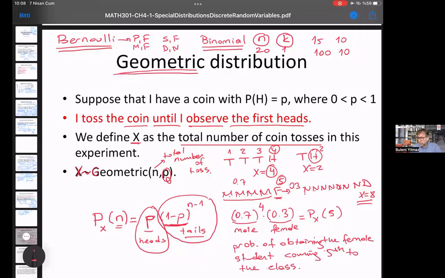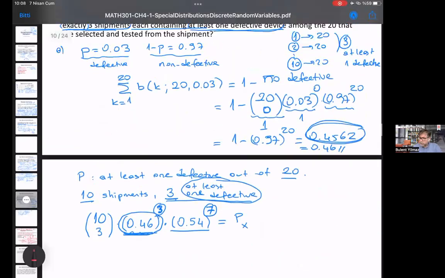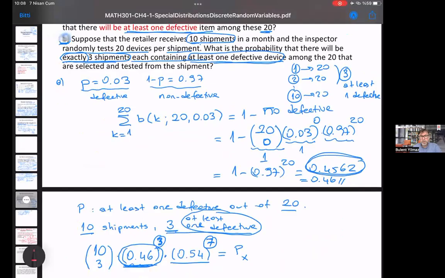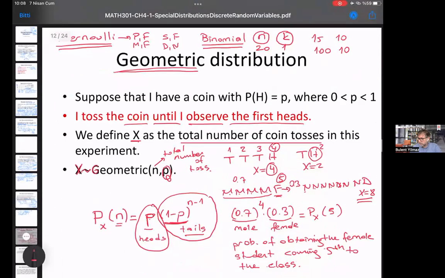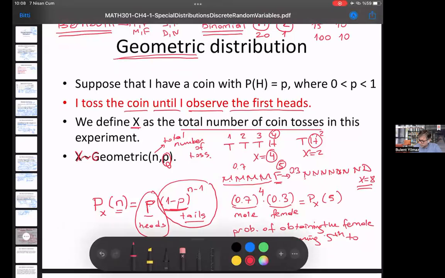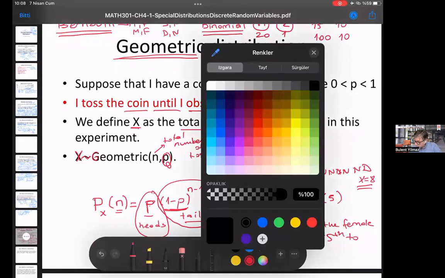Is red better than blue, or was blue better? What do you think, guys? Blue, hocam. Blue is better, right? Red is a little bit pale. I didn't like it. Maybe I can find something darker here.